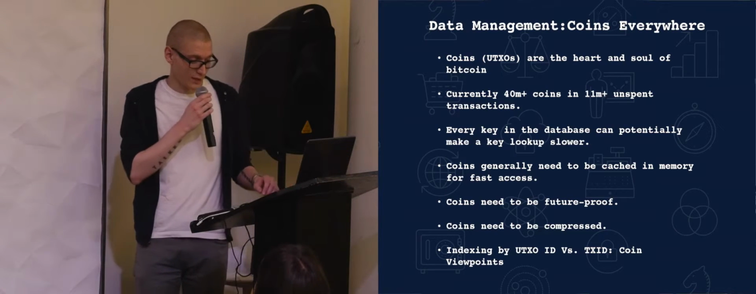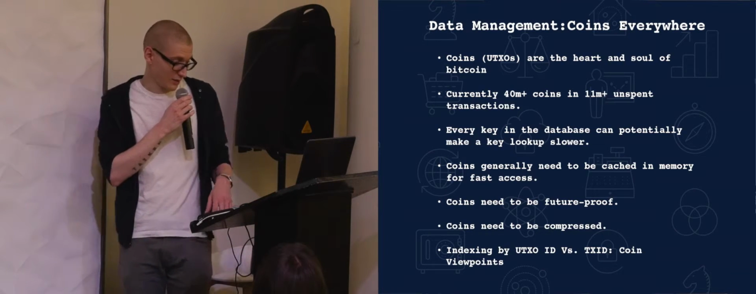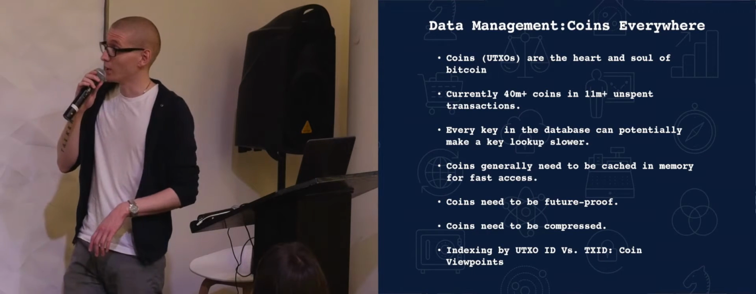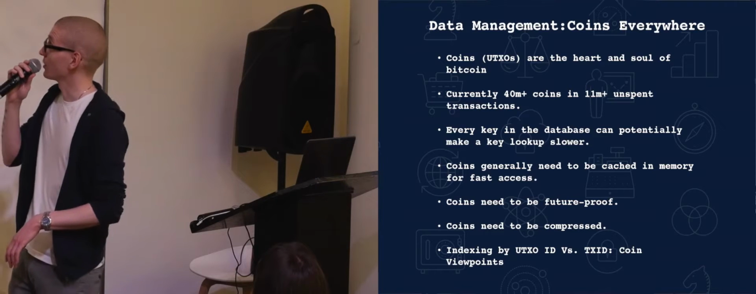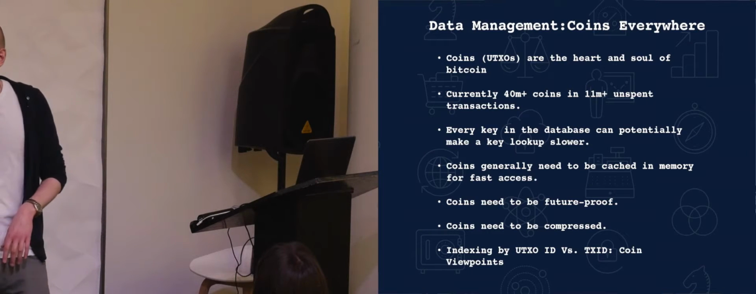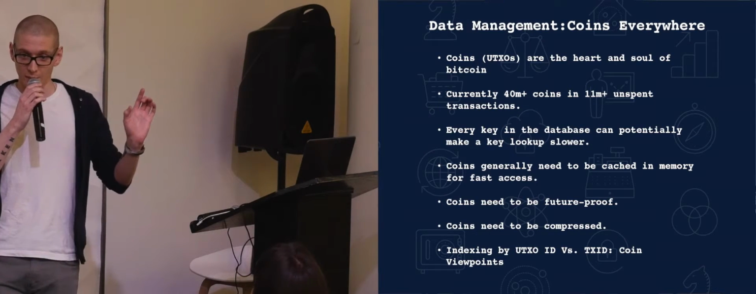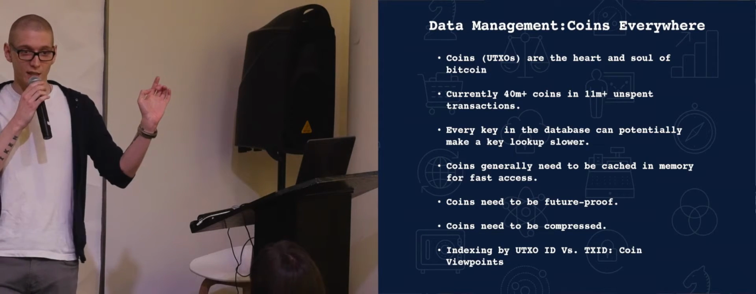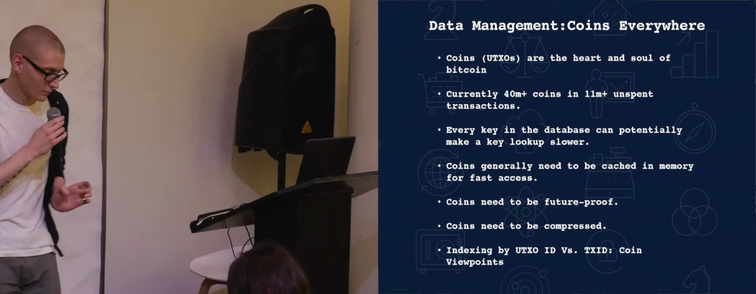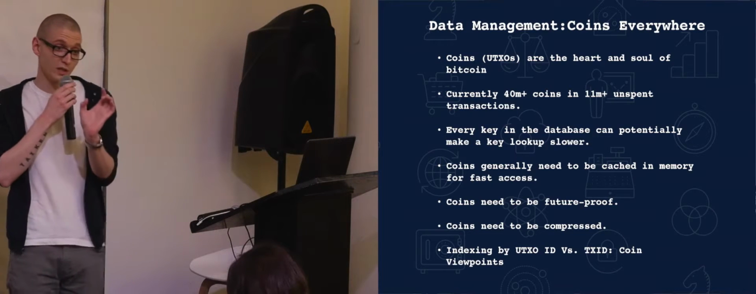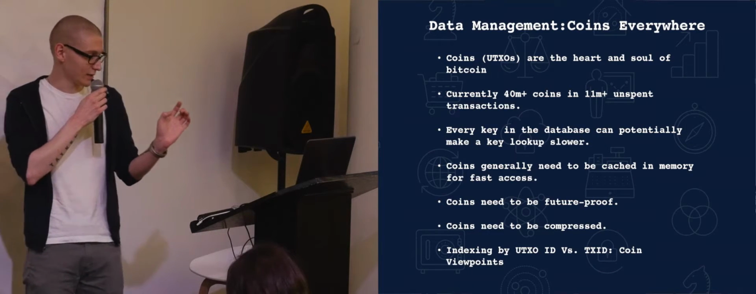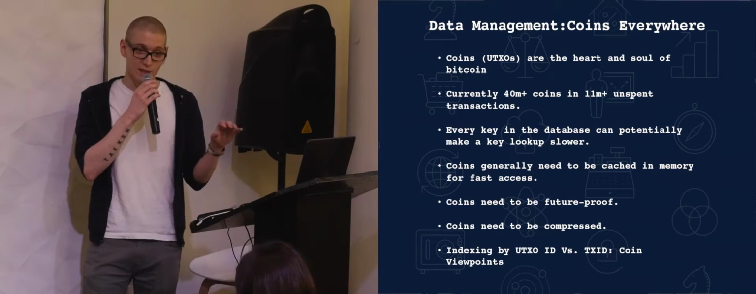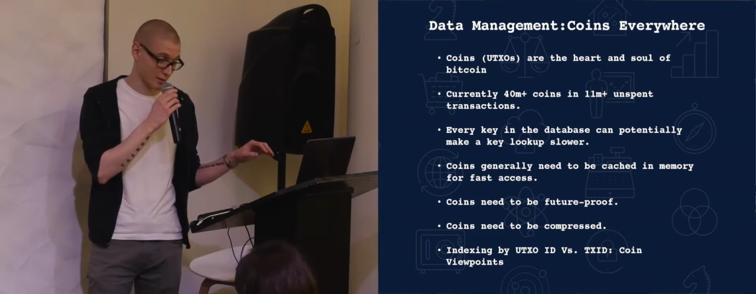So indexing versus UTXO ID versus TXID. I was going to explain to you why Bitcoin J is horrible, and this is why. There's sort of a UTXO ID thing, right? And it's the hash of the transaction plus the index of the output. And that's the way Bitcoin J indexes coins. So that means Bitcoin J has 40 million keys in the database for the UTXO set.